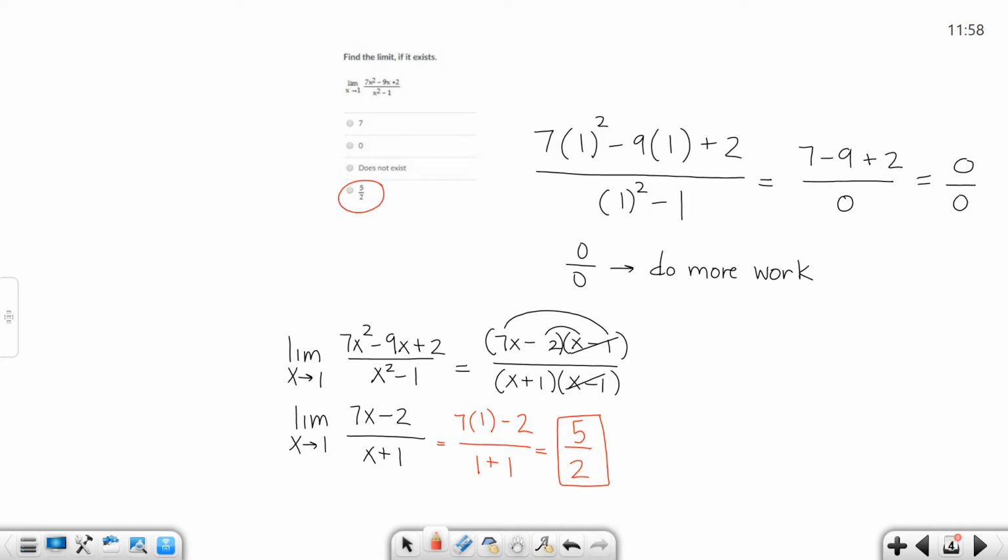Okay, now it's kind of tricky with these multiple choice possibilities. Remember that 0 over 0 means do more work. It doesn't mean 0. Okay, you have 0 in the bottom, so it's easy to think, oh, that would be does not exist. But it's also not that, because you were doing more work. So make sure that you don't fall for the tricks that they put in the multiple choice lineup.